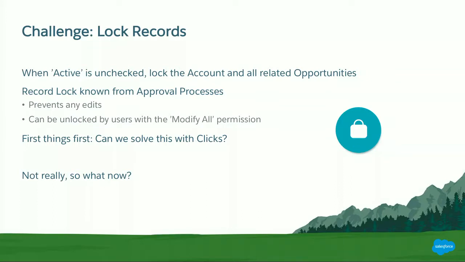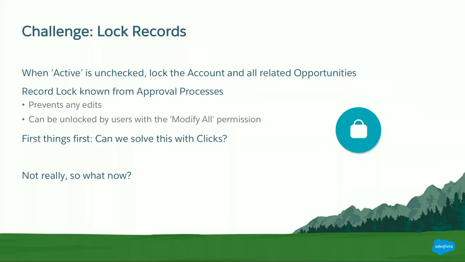We are going to need to lock records. There is a checkbox on the Account object that you can use to deactivate an account. So when this Active checkbox is unchecked, we want to lock the account record, and we want to lock the opportunities related to that account record as well.